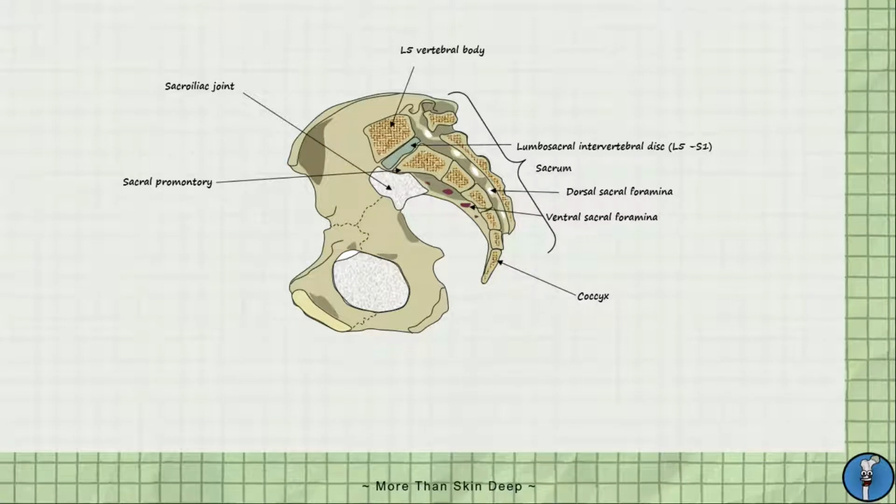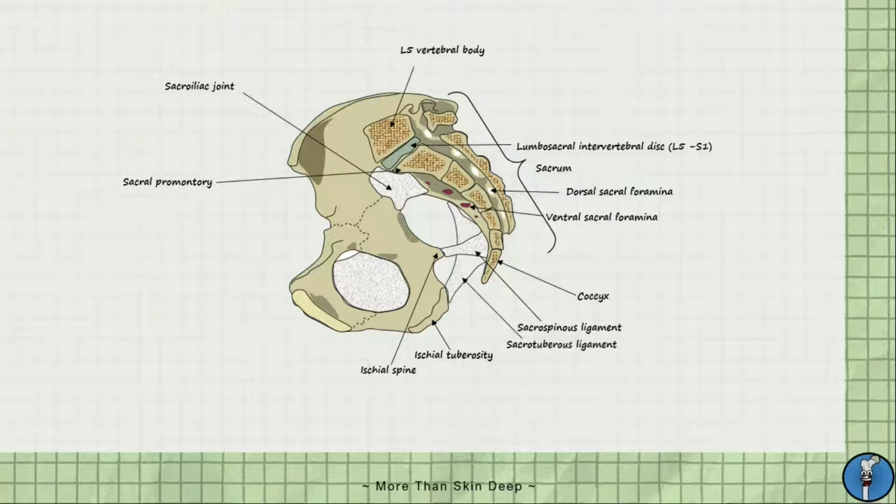The ischium has 2 prominent protrusions known as the ischial spine and the ischial tuberosity. The ischium is held to the sacrum posteriorly via the sacrospinous ligament, named because it runs from the sacrum to the ischial spine. This is followed by the sacrotuberous ligament, which is aptly named as it connects the sacrum to the ischial tuberosity.